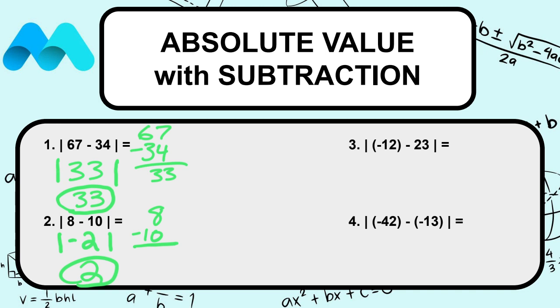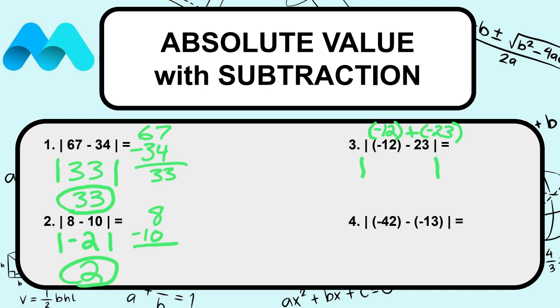In number 3, again, we're going to start the same way. The absolute value of negative 12 minus 23. We're going to bring down our absolute value bars. Now we've written out our subtraction there. I'm actually going to rewrite this problem, and thinking to our integer rules, we're going to keep negative 12. But since we're subtracting 23, I'm going to turn this into adding a negative 23. So we're going to add a negative 23 here.